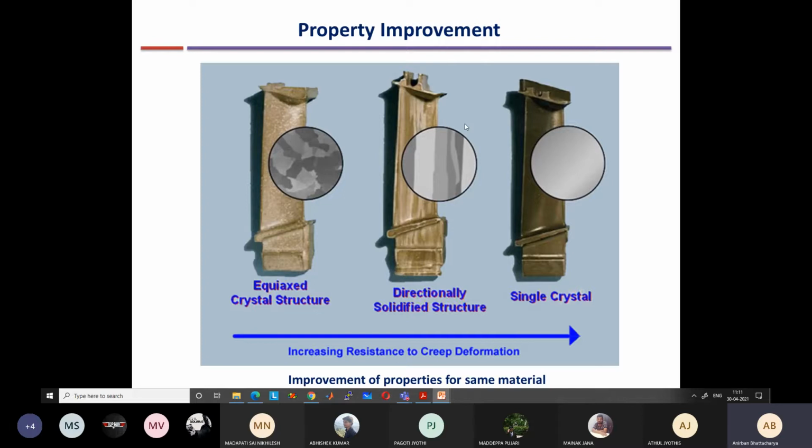Once the discovery was made about directional solidification, the properties greatly improved. How? Because I have shown you just now how directional solidification works. With this you can see that all the grains are long grains along the length. So there are no grain boundaries along the length direction. All the grain boundaries are along the cross-sectional direction.